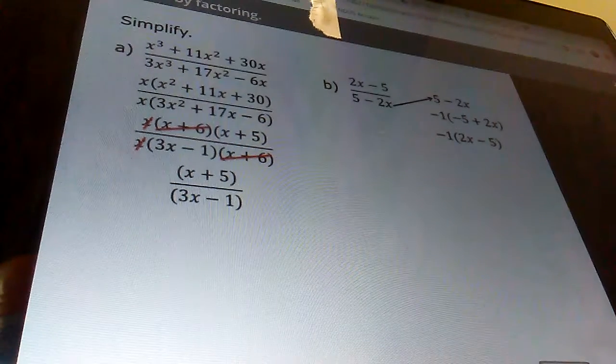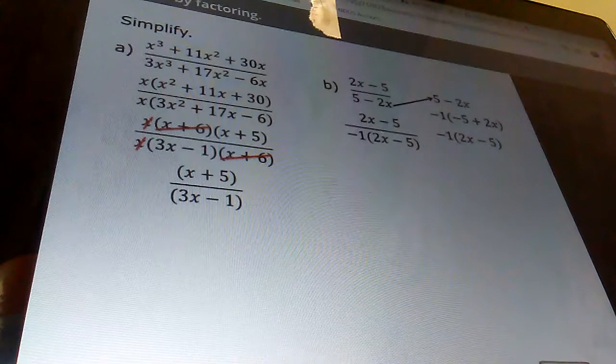Let's rewrite our original fraction with the equivalent expression, negative 1 times 2x minus 5. Notice that both the numerator and the denominator match perfectly. They only differ by this negative 1. So we can divide those out, and we have 1 over negative 1. And 1 over negative 1 is simply negative 1.